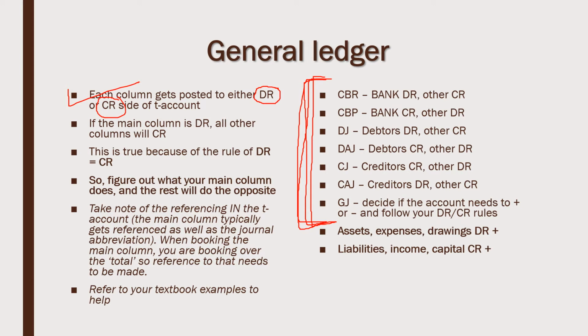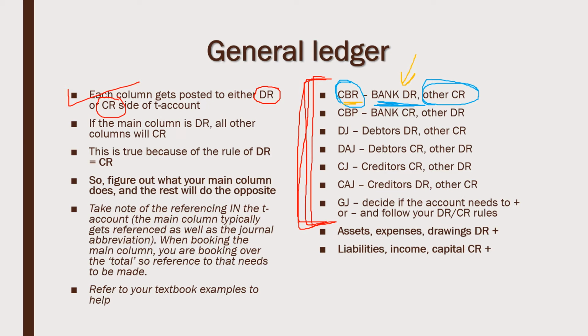But basically, I've made a bit of a key to help you. If you are in the cash book receipts journal, it's a rule: your bank will debit, so all the other columns will credit. Remember I said in the earlier slide, your main column in a journal balances with all the other columns. The same thing happens here. If your main column is debit, in order to balance out, all the other columns will be credited.